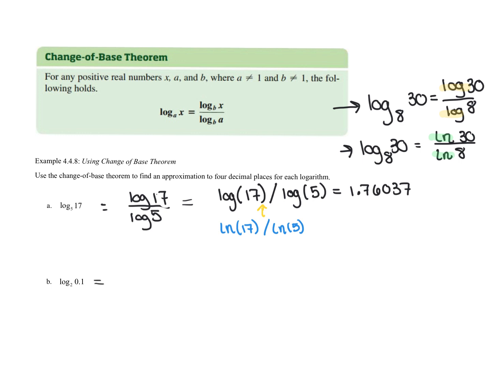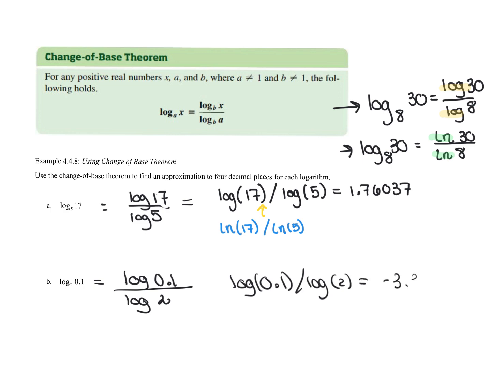Okay, the other one at the bottom here would be log over log. And the base of 2 goes on the bottom, so the 0.1 goes on top. And in the calculator, we're going to make sure that we close the parenthesis. And you should get negative 3.32193.